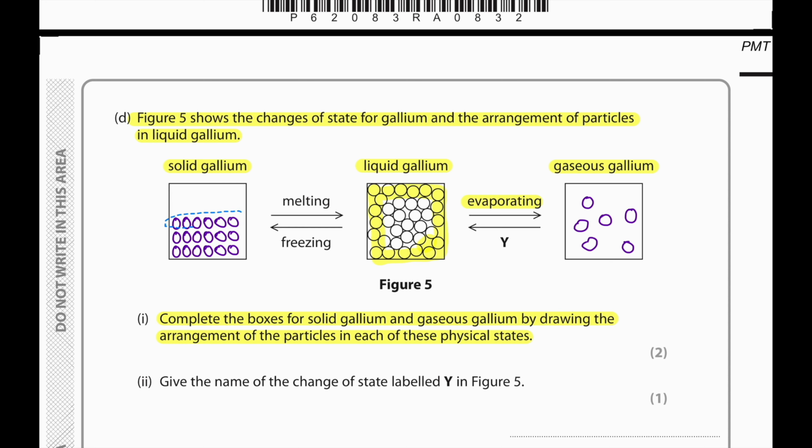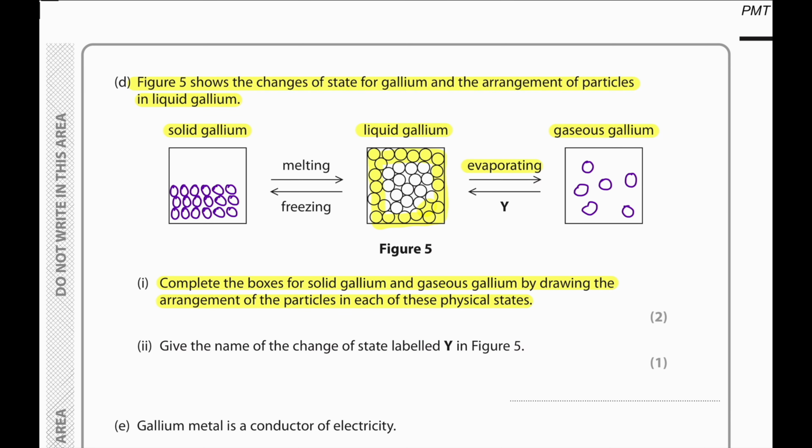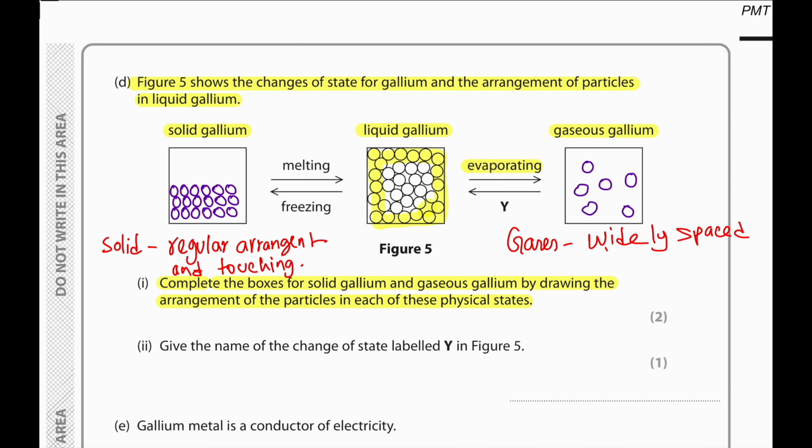Since metals have a regular arrangement, the elements must be touching each other as well. So, regular arrangement and touching. For solid, regular arrangement and touching. For gases, widely spaced and fewer molecules shown. Give the name of the change of state labeled Y in figure 5.